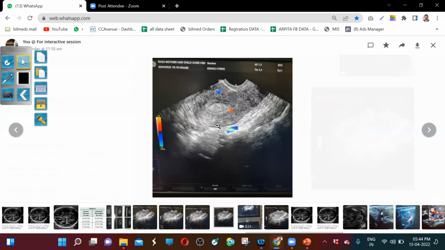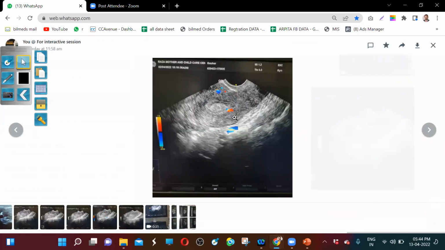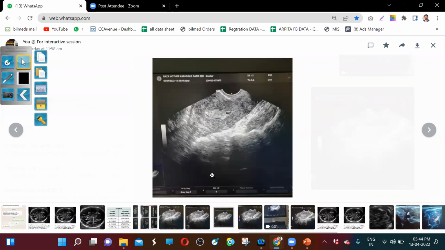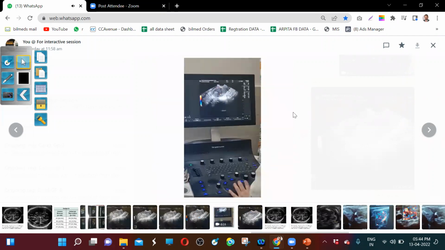So the color has been put, and I am seeing a vessel. This can be a feeding vessel. I am seeing a single vessel over there. So this can be a feeding vessel of a polyp. So if I have a video over here, yes, I have. Dr. Zainab sent us the video also.